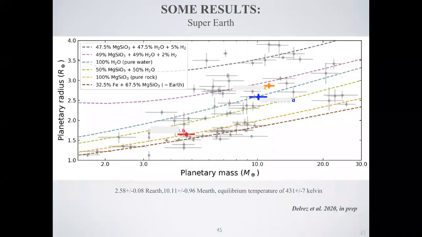You have seen a diagram like this, the radius versus the mass. This is just restricted to super Earth-like planets. And you see that when you are able to reduce the errors, then the knowledge about the physical properties of the planet really improves.